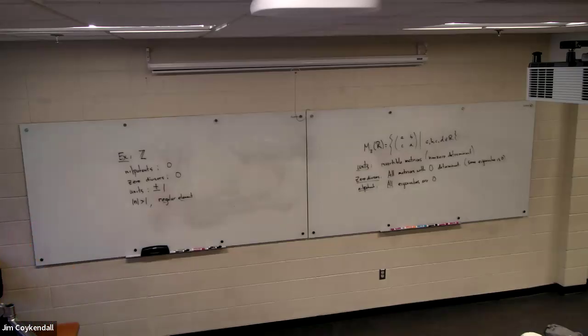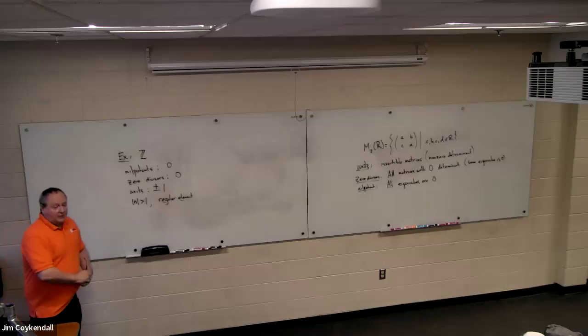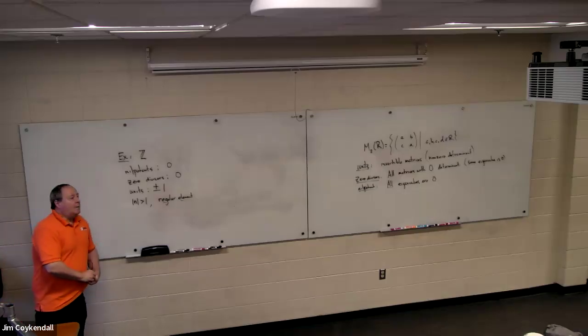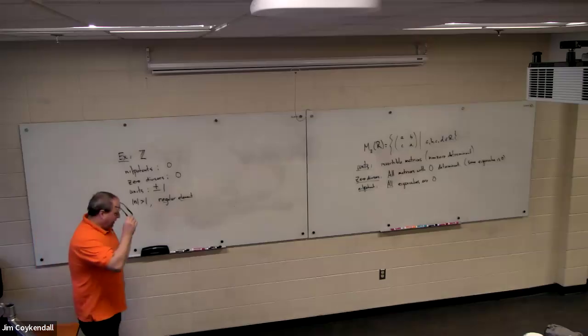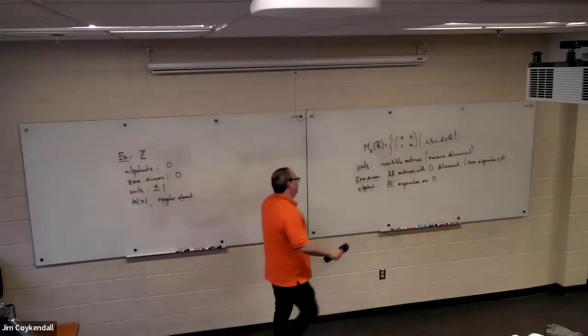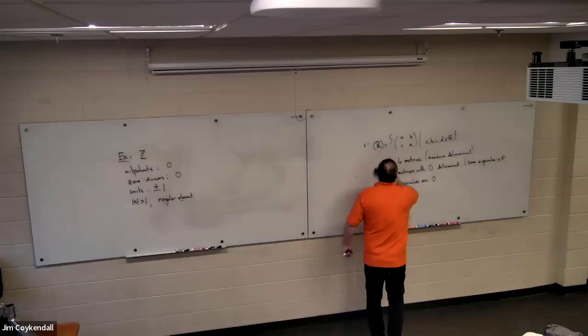So this thing where everything's either a unit or a zero divisor is a special case. That's not always true. In fact, I want to give you a neat little theorem about that in a moment. But one does not expect this to happen in general.